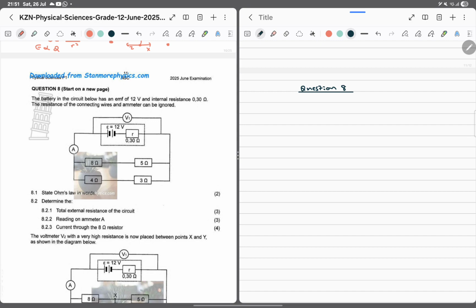Now the battery in the circuit below has an EMF of 12 volts and an internal resistance of 0.30 ohms. The resistance of the connecting wires and ammeter can be ignored. Sometimes the term negligible is used. The long bar is the positive terminal, the shorter bar is the negative terminal, and this unit is a cell. This means this is a 2-cell battery.